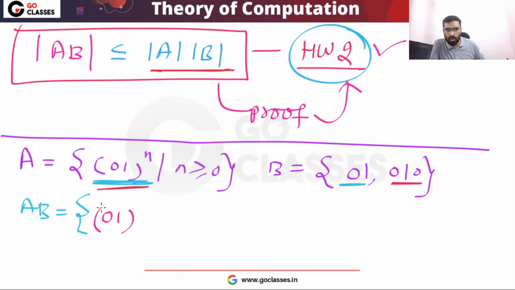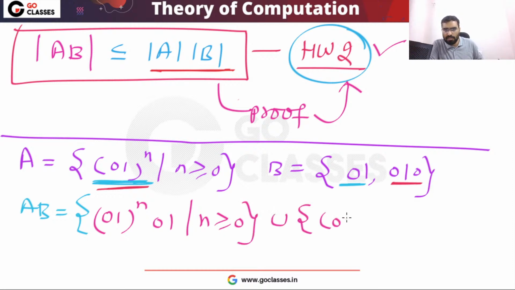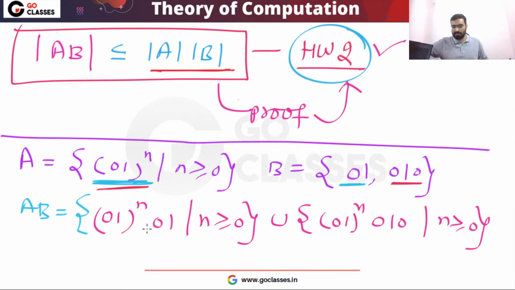So you will get (01)^n 01, where n is greater than or equal to 0, union (01)^n 010, where n is greater than or equal to 0. Okay, so this is what you will get, correct? Very simple. Remember, we are doing the concatenation. So this is the language A, this is the language B. So what will be A concatenated with B? AB.